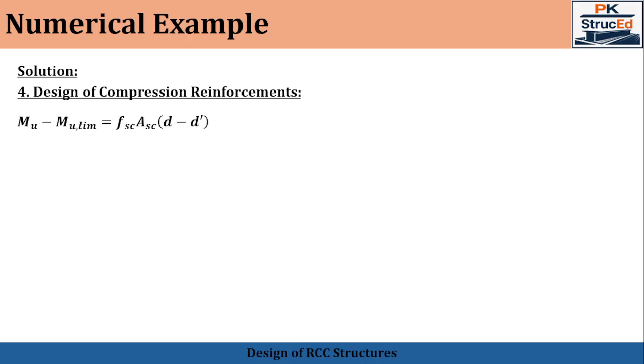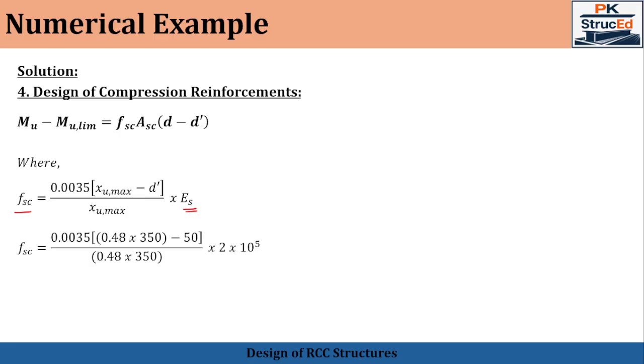Let us go with the relationship which is given in your Annex G 1.2. That is MU minus MU limit will be equal to FSC ASC into D minus D dash, where FSC is equal to the stress related to a strain of 0.0035 (XU max minus D dash) divided by XU max. But if you want to calculate the stress, this strain has to be multiplied with the Young's modulus of steel with a constant value of 2 into 10 power 5. And we know for Fe 415 grade steel, XU max value will be 0.48 D.